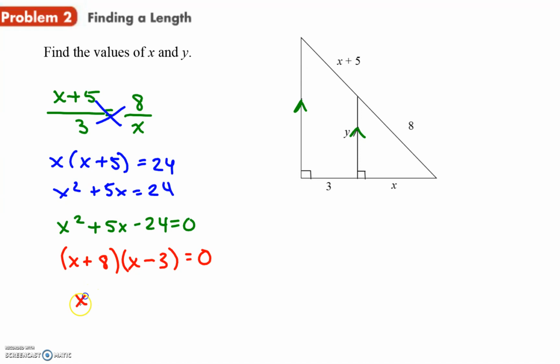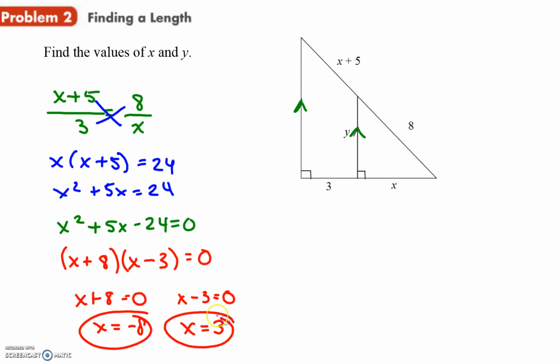So that means using my zero product property, x is equal to negative 8, x is equal to 3. So remember, check your answers. Negative 8 is not going to work for either of those two lengths, so that's not actually one of them, although it's an answer to the quadratic. But x equals 3 would work.